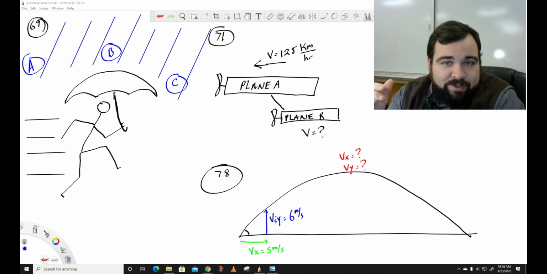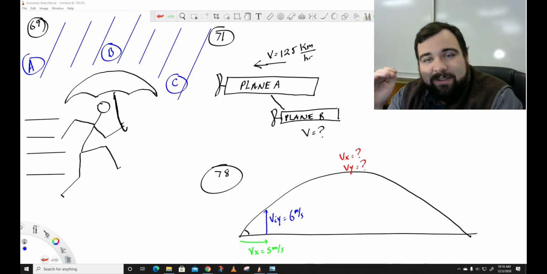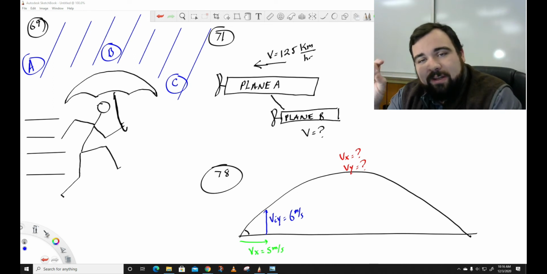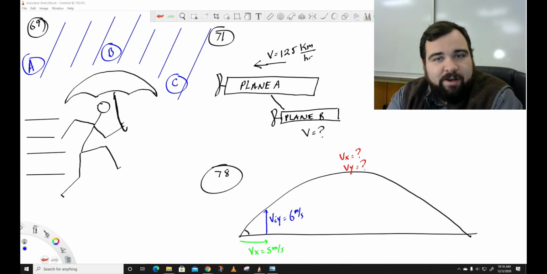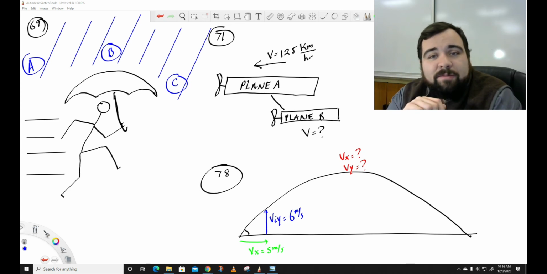It's going to be shot upward at 6 meters per second. It's going to decelerate to 0 when it gets to the peak. And then it's going to accelerate back down to negative 6 meters per second at the bottom. Okay? So there's 69, 71, 78, the explanations. On to the next couple.